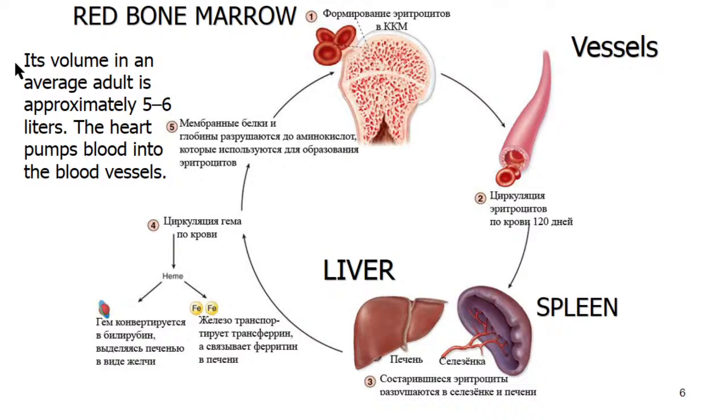In an adult human organism, the volume of blood is on average approximately 5-6 liters. The heart pumps the blood into the blood vessels. The red bone marrow generates a new population of blood cells, all types of blood cells. The liver is an exocrine gland which synthesizes the plasma proteins. All plasma proteins except immunoglobulins, gamma globulins, are made in the liver.